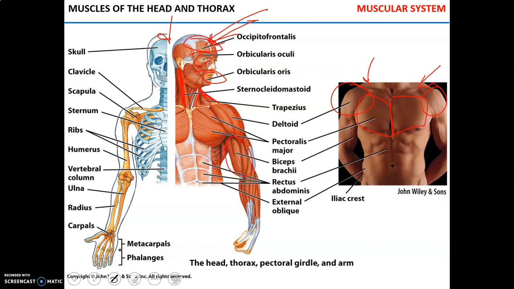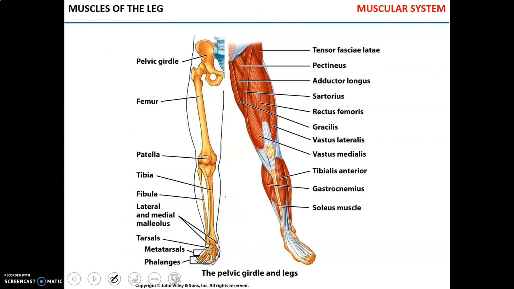Biceps brachii is the muscle that flexes your elbow. And rectus abdominis is the muscle that allows you to do sit-ups. It flexes your torso. External obliques, so that's rectus abdominis. That's external obliques here. External obliques allow you to rotate your torso and do the lateral flexion of a torso.